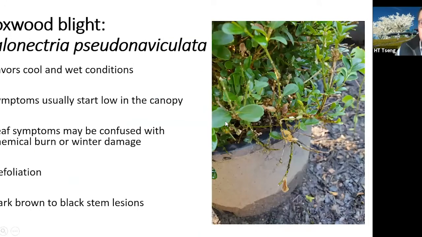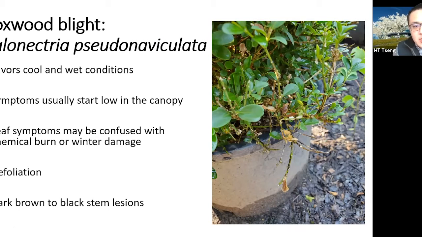So again, here are just some typical symptoms and more introduction about this disease. It's caused by a fungal pathogen, and it favors cool and wet conditions. So in North Carolina, there are actually two times of the year, late spring and early fall, that's typically where we see a lot of boxwood blight. Our summer is just too hot for the disease, basically. I'm not saying you won't see it, but it's just less frequent.